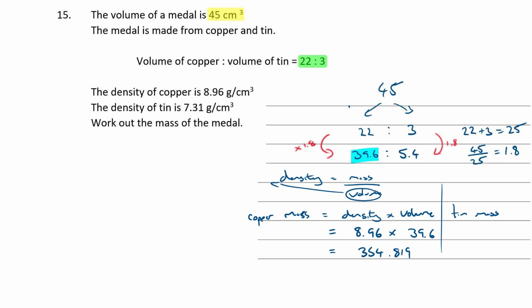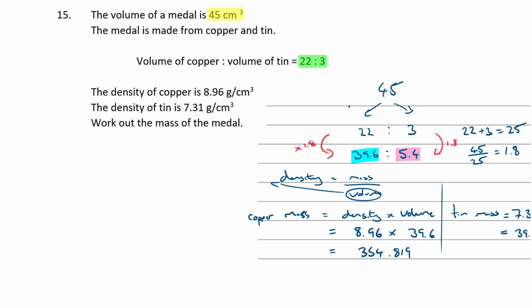So I know that for the tin, I've got a density of 7.31 grams per cubic centimeter. And we worked out that we had 5.4 cubic centimeters of that. So again, multiplying those two numbers together. So my density of 7.31 grams per cubic centimeter multiplied by my 5.4 cubic centimeters of tin. What's that going to give me? 7.31 times 5.4. It's going to give me 39.474.